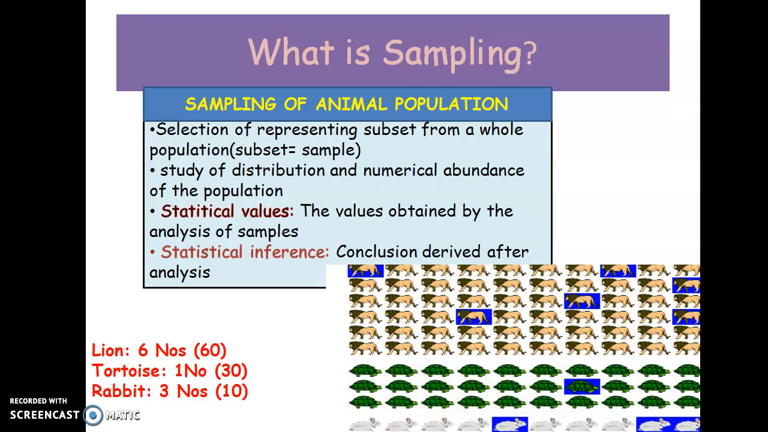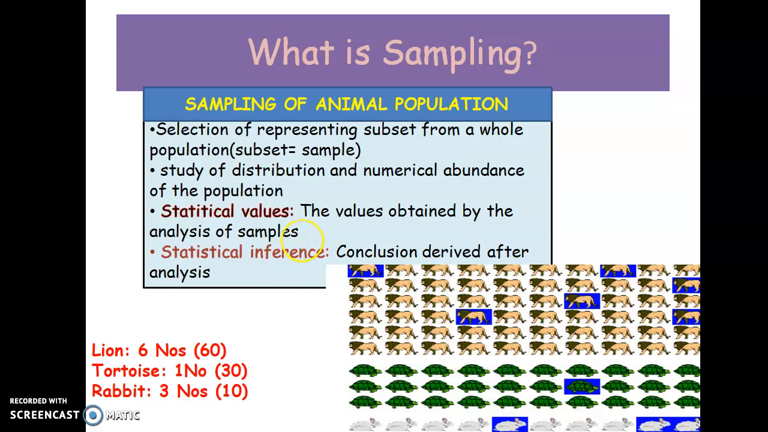Here we are selecting only 3 rabbits from this rabbit population. So here the sample size is 3. So these values are called statistical values. From this analysis of sampling of a particular animal population, we get some values. So this is called statistical values. And from this analysis, we will get a conclusion that the largest population is found in lions, followed by tortoises and then rabbits. So this conclusion is called a statistical inference. Okay.